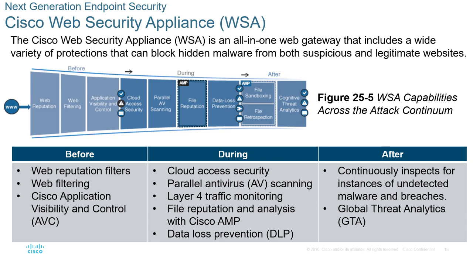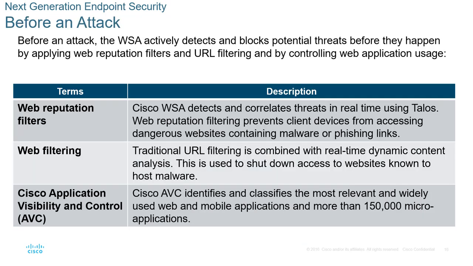If the attack continues, we have our after cleanup. We have our continuous inspection for instances of undetected malware and breaches, and our global threat analytics, GTAs. Again, this is just the flow of how something would happen. If there is an issue, the cleanup actually does happen in the during and after. However, the entire goal of using the WSAs is to prevent these issues from arising in the first place. So again, as we break down this process, the before the attack, we're looking at things like the web reputation, our web filtering, our visibility, then controls.